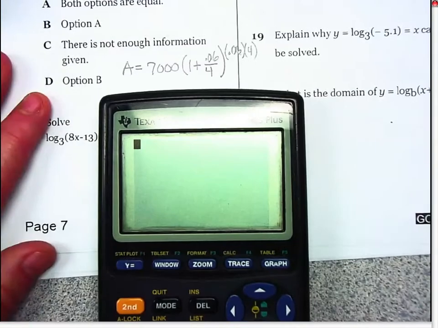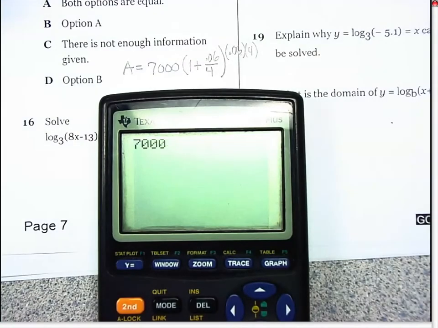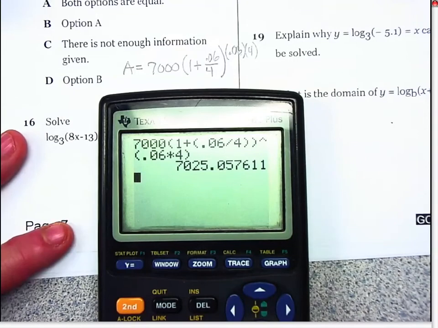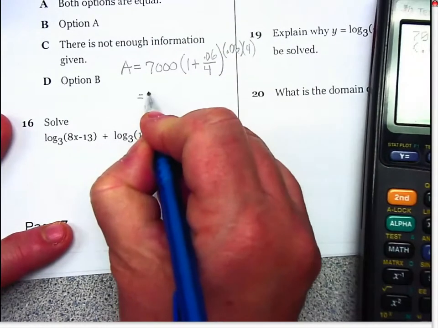What's the key for putting this in right? 7,000 parentheses. Then what? 1 plus parentheses, 0.06 divided by 4, close parentheses, close parentheses. Then raised to the parentheses 0.06 times 4. You gotta make sure you plug it in right. 7,025? That's it? Is that what y'all got?